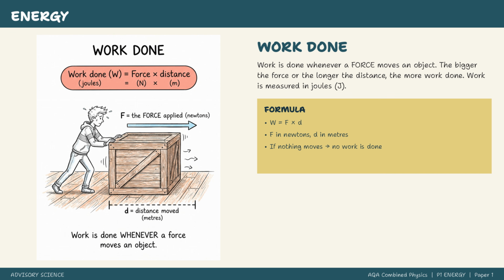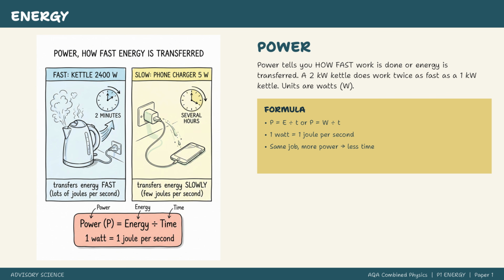Work is done whenever a force moves an object or when an electrical current flows through a wire. The formula is straightforward because work done equals force multiplied by distance, where work is measured in joules, force in newtons, and distance in meters. Power measures how fast that work is being done or how fast energy is being transferred. The two formulas state that power equals energy divided by time, or power equals work done divided by time, where power is measured in watts and time is in seconds.